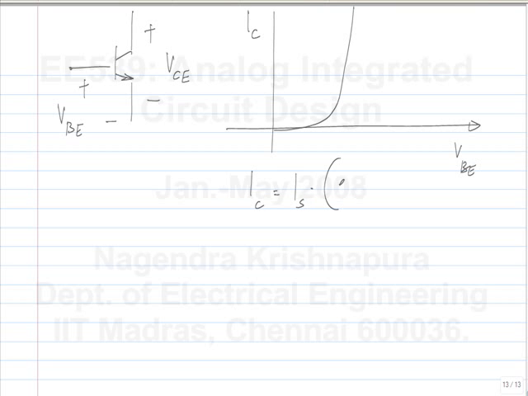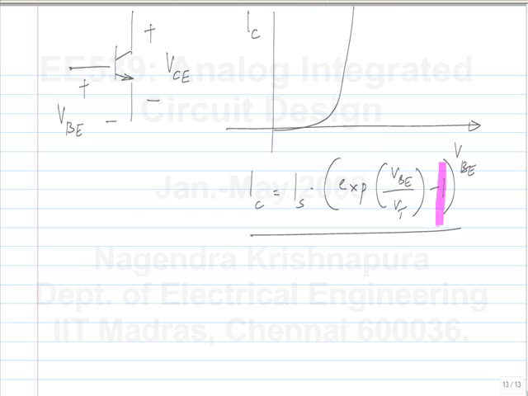Some saturation current times exponential VBE by VT minus 1. And in fact, bipolar transistor follows the exponential law very closely, much more than the MOS transistor follows the square law. Frequently when you do hand calculations, this one is neglected. Now this is assuming that VCE is greater than some saturation value of VCE.